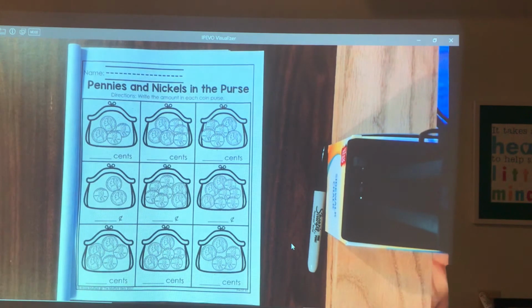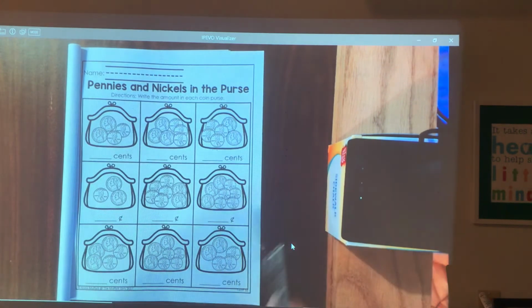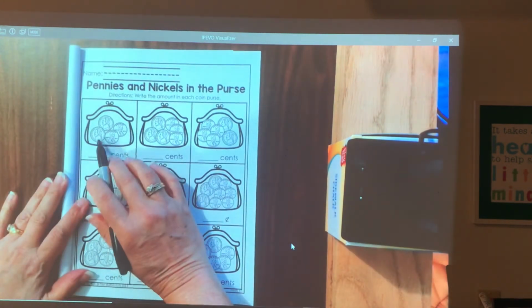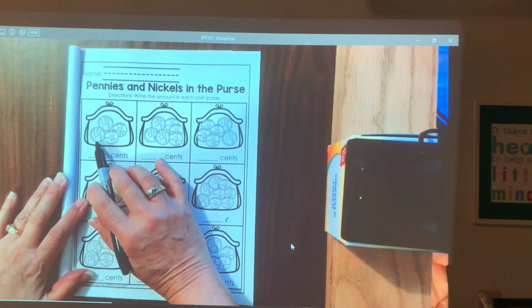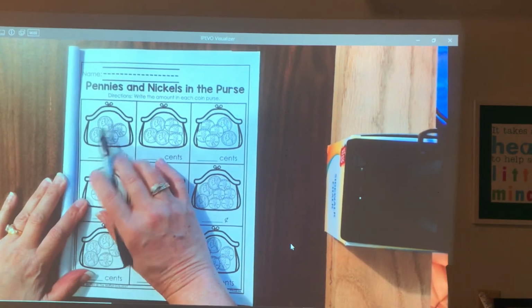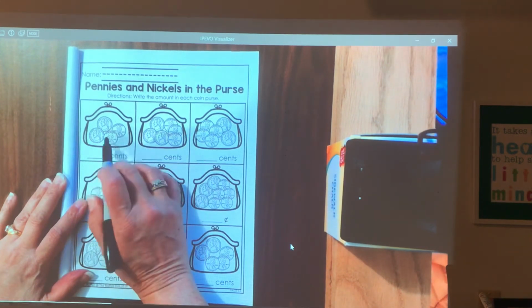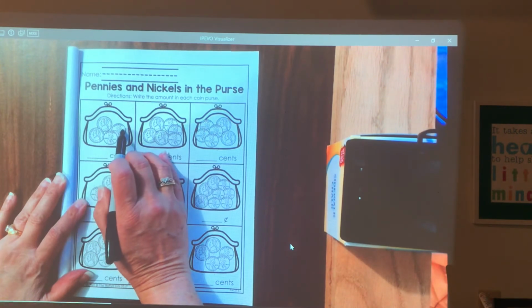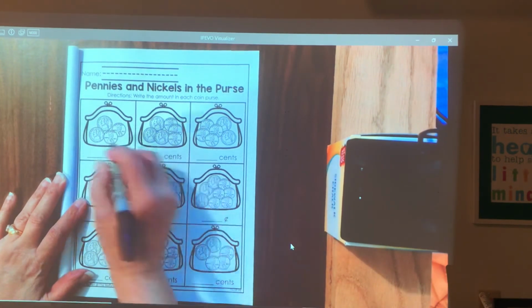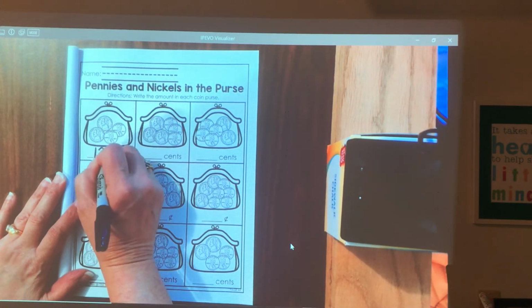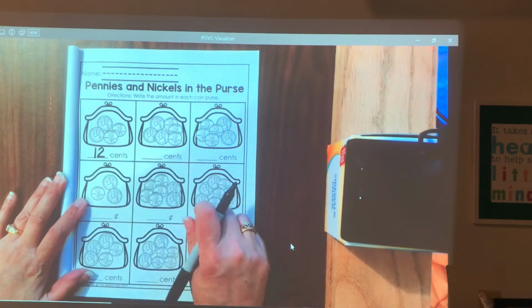A nickel is worth 5 cents and a penny is worth 1 cent. So look at the first one. We have 2 nickels. What's 5 plus 5? 5 plus 5 is 10. 1 more makes 11. 1 more makes 12. So we have 12 cents.